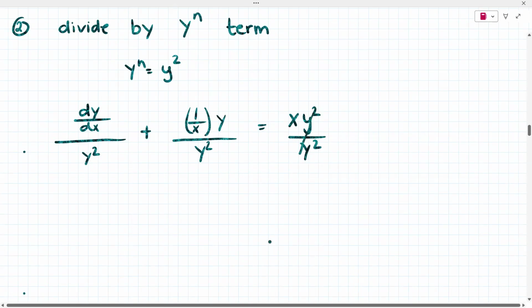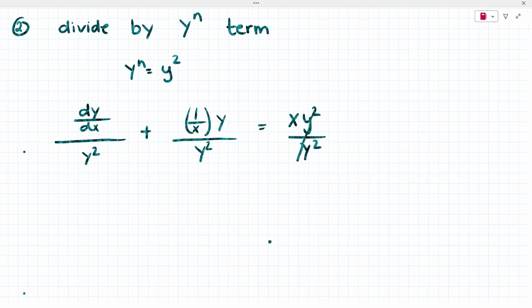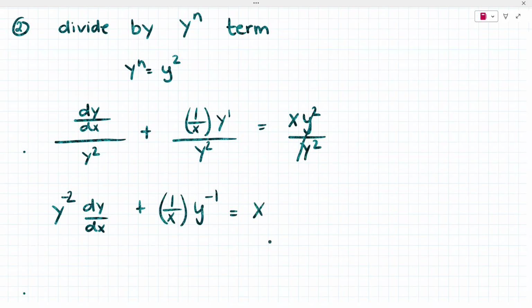Well, I guess this cancels. And then you see this y squared on the bottom, let's rewrite it as a negative power. That can be expressed as y to the negative 2 dy dx, plus, y over y squared gives you y to the negative 1, so that's 1 over x times y to the negative 1. And the y's cancel on the right, so this is x. Okay, so we did that.